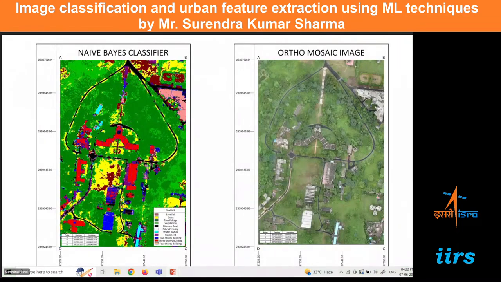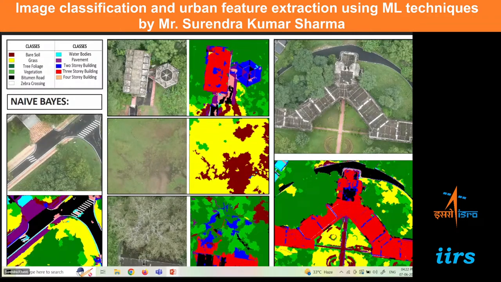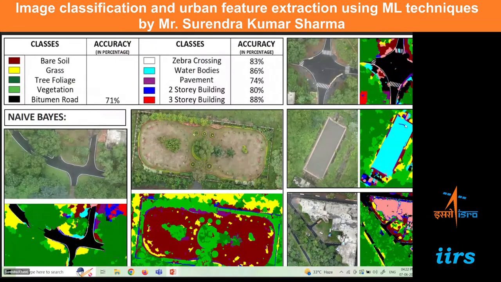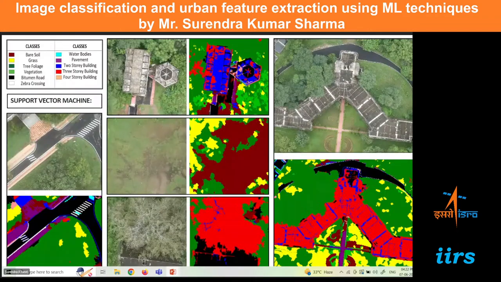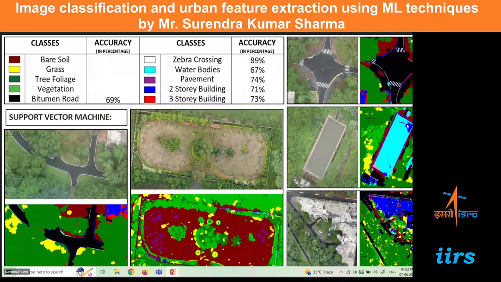These are the results obtained using the naive Bayes classifier. You can see again at the zebra crossing it is showing water bodies, and here at the tree it is showing a 2-story building. And at the water body also there is one object, and it is showing a 2-story building. Then these are the results obtained using support vector machine. You can see here at the zebra crossing it is showing water body, and at the tree it is showing a 3-story building. And at the water body it is showing a 2-story building.